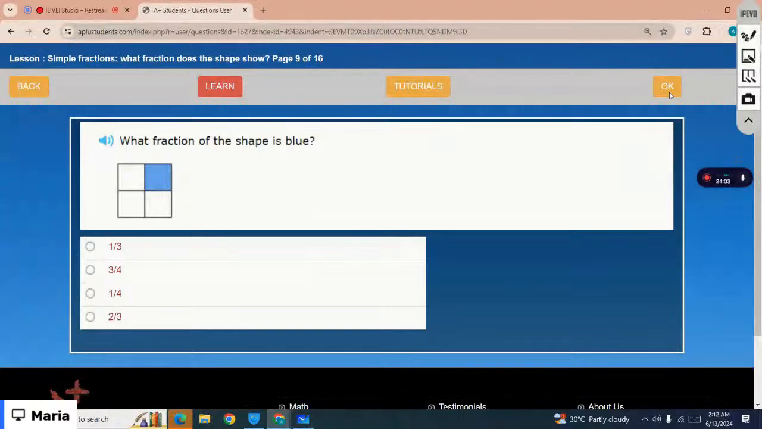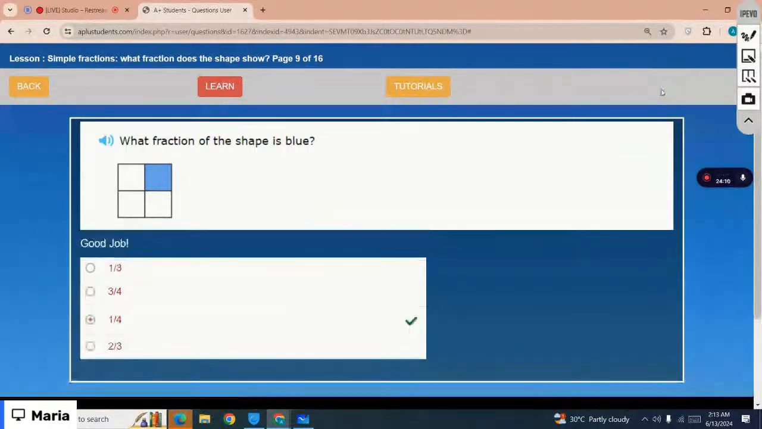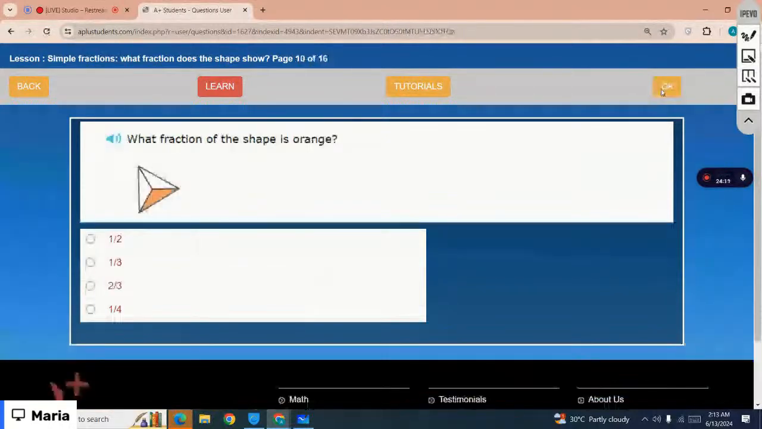Yes, that is 1 out of 4. The correct option is 1 out of 4. Very good. What fraction of the shape is orange? Which is the correct option?